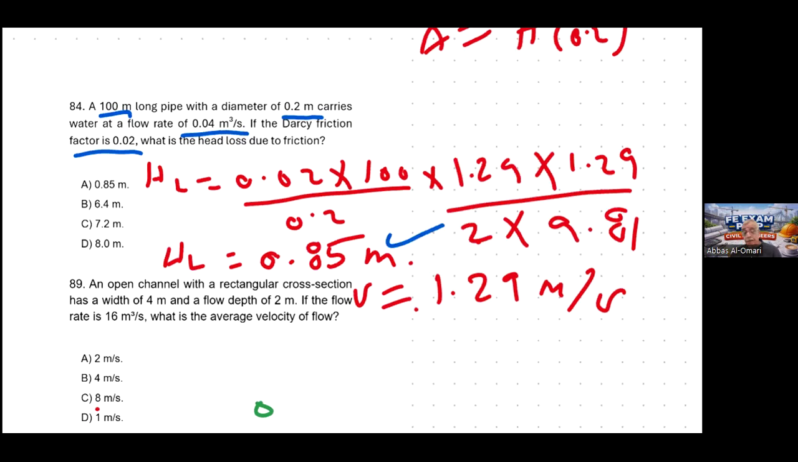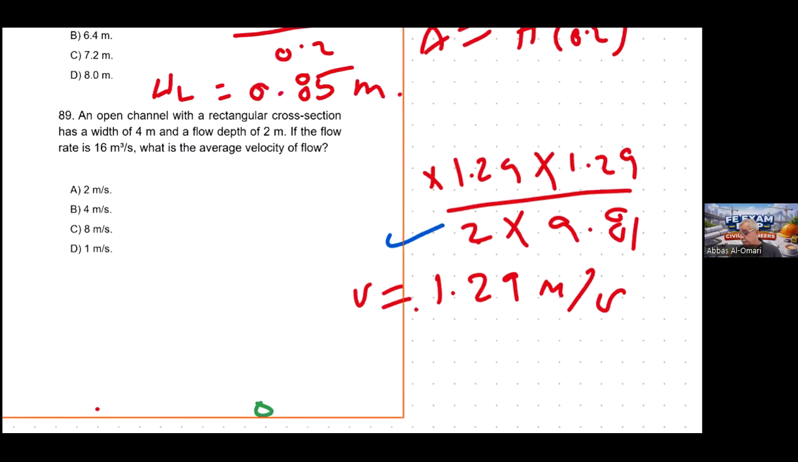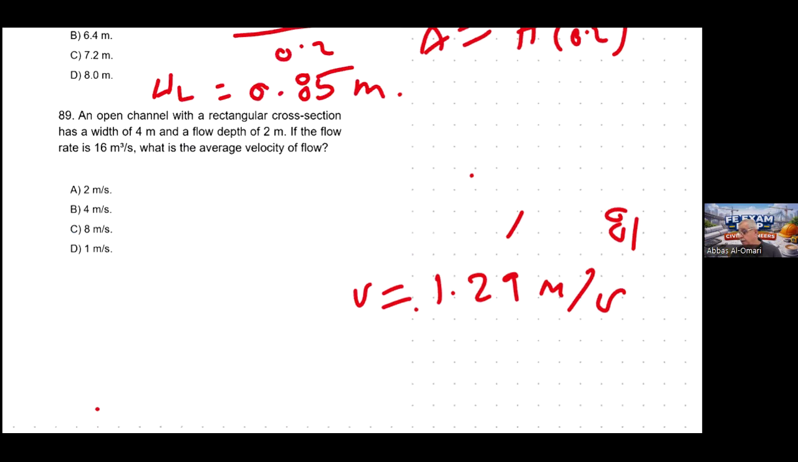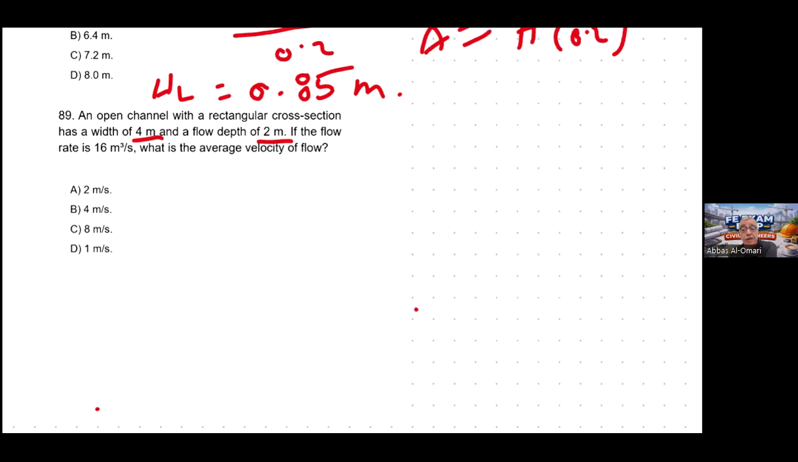Okay, let me see. There is another one, an open channel quick problem. This is an easy open channel problem. We have an open channel with a rectangular cross section. We know the dimension of the cross section, 4 by 2. The flow is 16 meter cube per second, and we want to find the velocity.